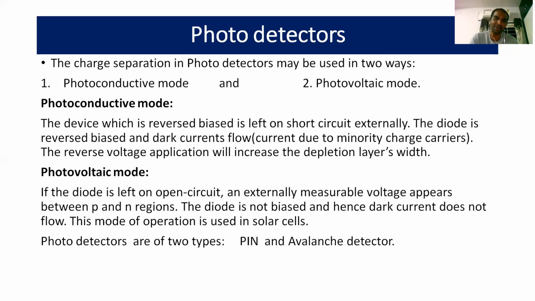Here you have to know what is meant by dark current. Already I mentioned in the previous lectures, dark current is nothing but current which flows in the PN junction diode due to the minority charge carriers. Then what is this photovoltaic mode?